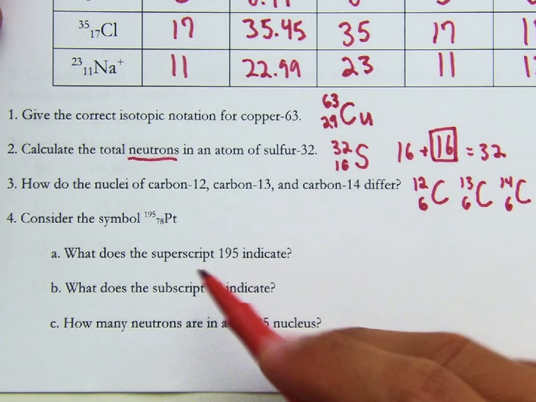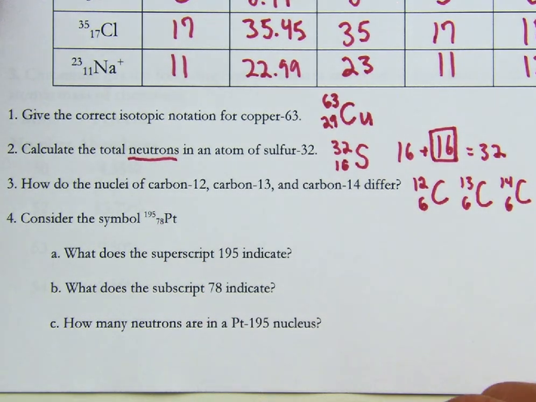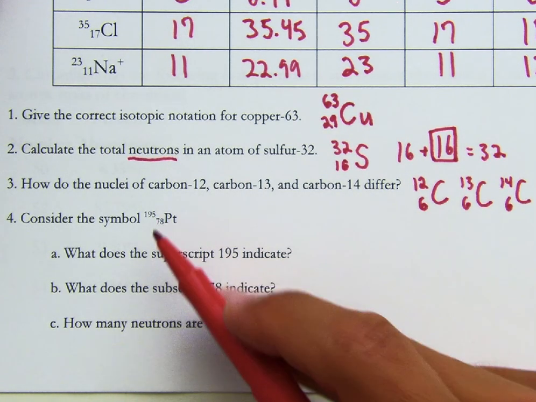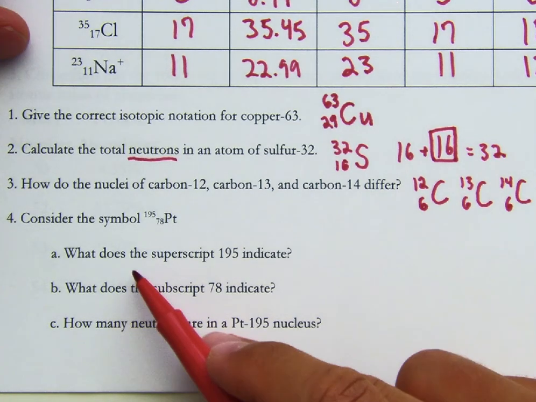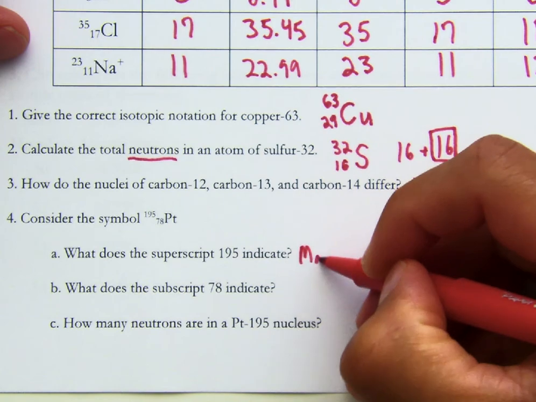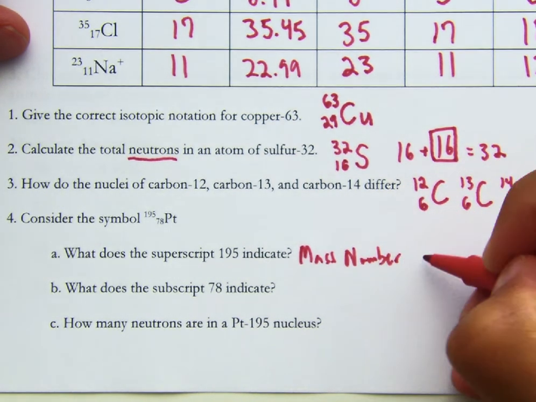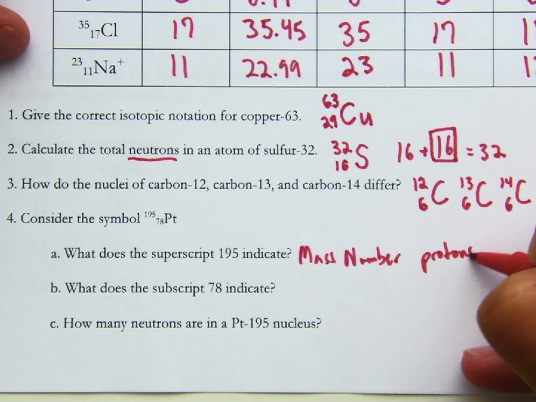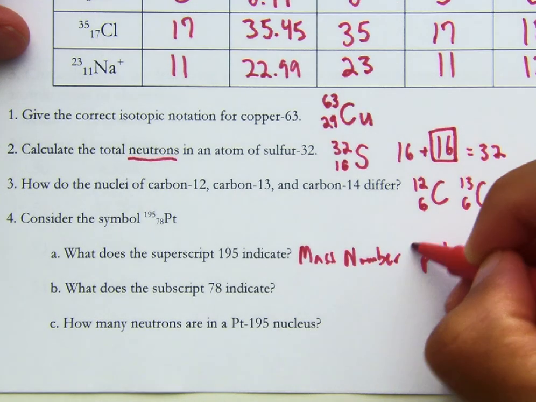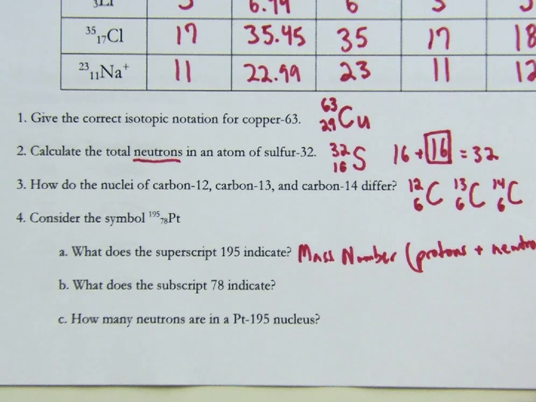Okay, consider this isotope symbol. Now these two numbers should be on top of each other, but I was using Microsoft Word and I couldn't figure out how to do that, so they're just slightly next to each other. But what does the superscript 195 indicate? That is the mass number, which is protons plus neutrons. I'm zooming out so that you can see that. Sorry.